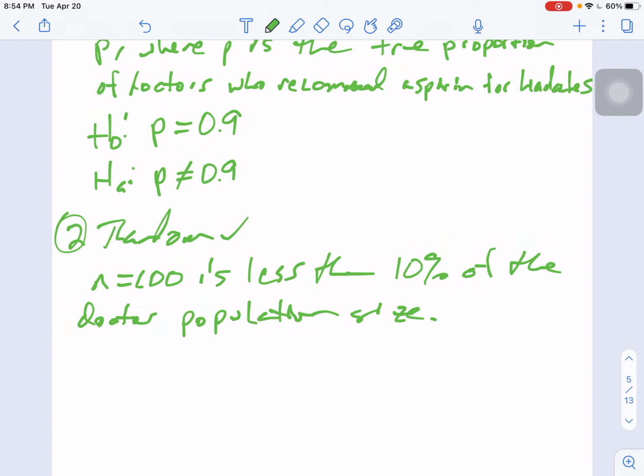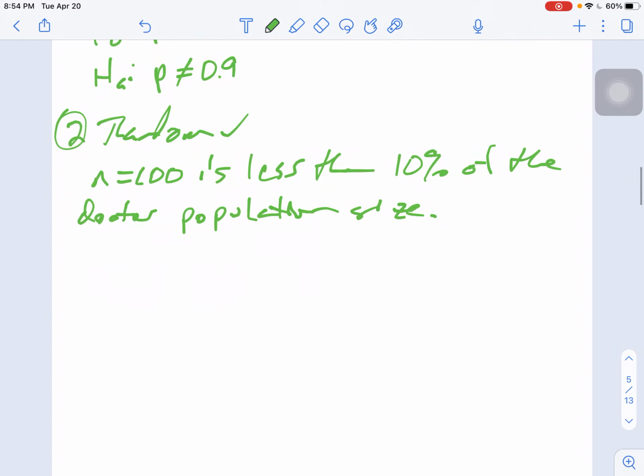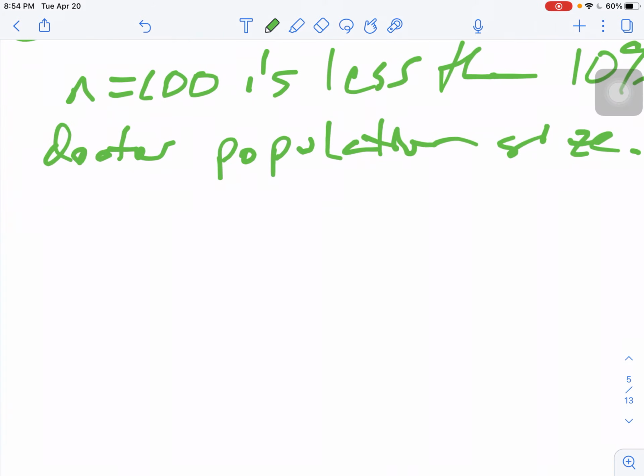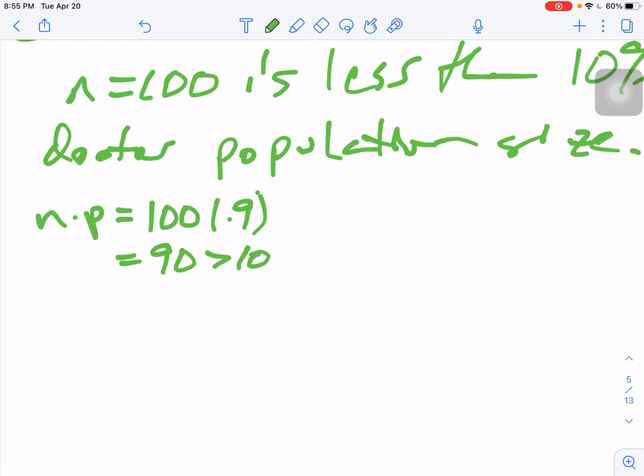Okay, so that's the next kind of condition. And then I want to go and do my n times p. So I take 100 times 0.9. And again, that p comes from the null hypothesis, so I'm assuming that the commercial claim is true. So this is 90, which is greater than 10.